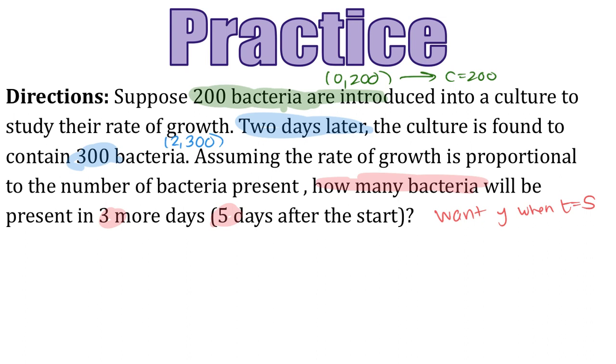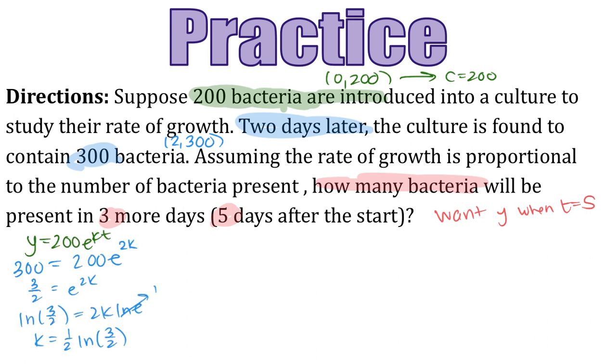We're given that C value, since we know the initial amount of bacteria. We're given information about 2 days later, and we're given information about what we're looking for. So go ahead and set up the model, then use that blue ordered pair to see if you can find the K value if you haven't already done so. So here's the work for finding K. Then we can plug in K and T equals 5 to our new model to find the solution.